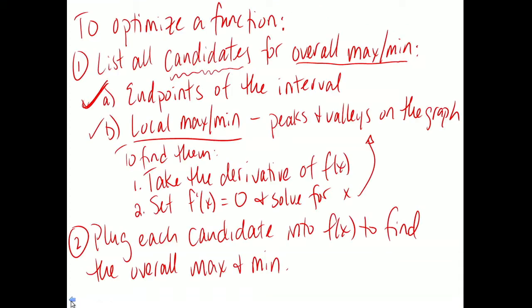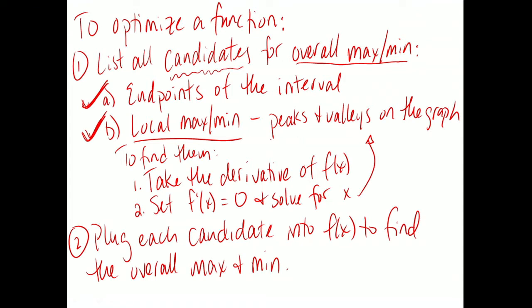So where else could the max/min occur? Well, the other places of interest are these peaks and valleys, these local maxes and mins. So those also need to be candidates. Well, those I have to work for. How do I figure out the peaks and valleys, or how do I figure out where there are peaks and valleys?